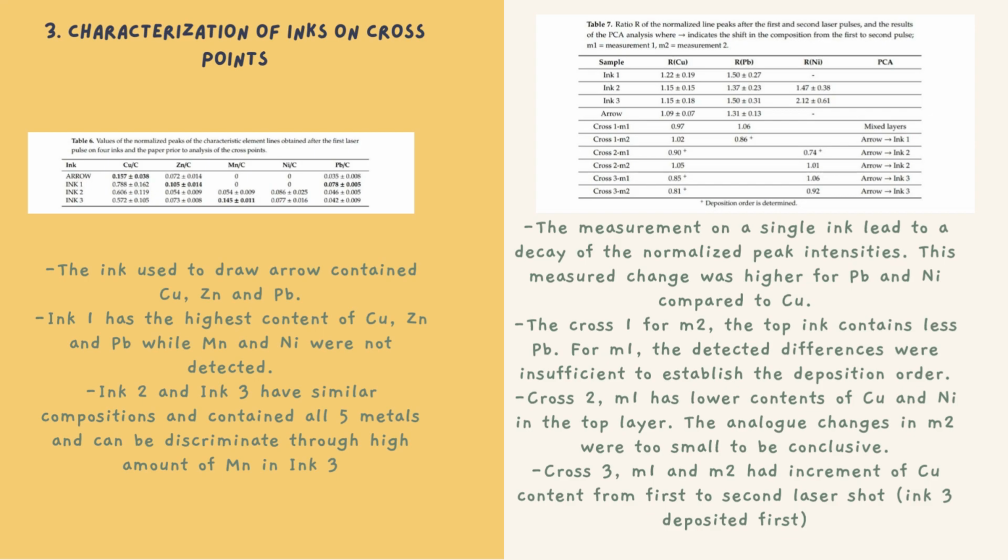For cross 3, both measurements showed a large increase of copper content from the first to the second laser shot, indicating that the third ink, which is rich in this element, had been deposited first.